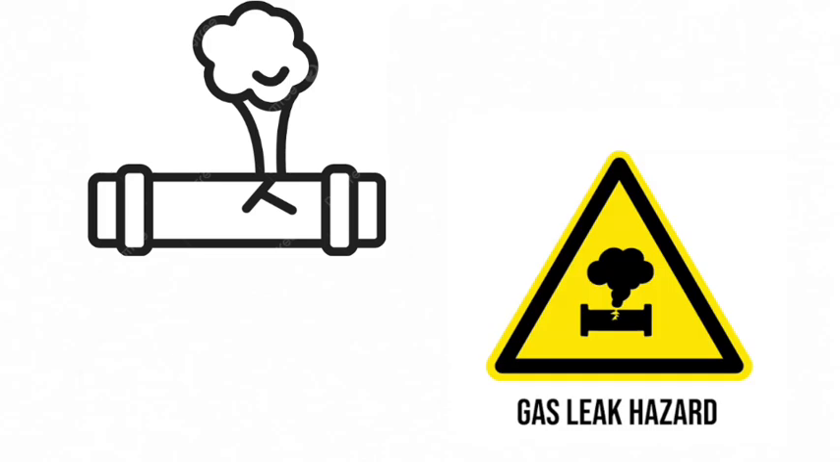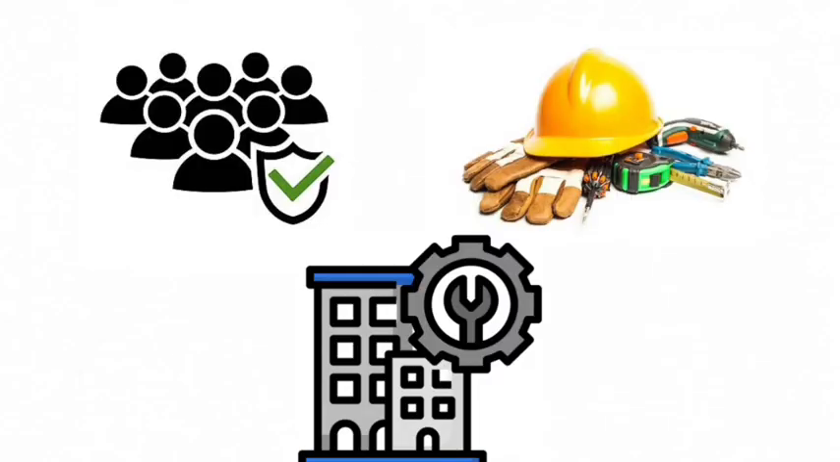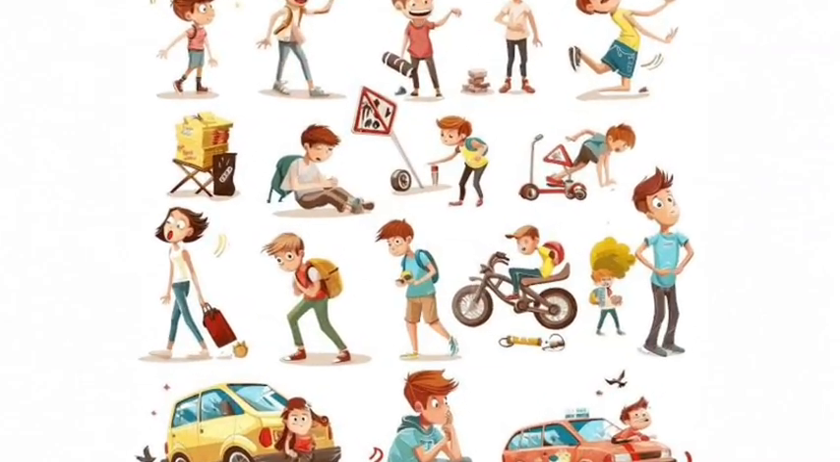Gas sensors play a crucial role in preventing dangerous leaks before they become hazardous. Their ability to provide early warnings helps protect people, equipment, and facilities from potentially life-threatening situations.